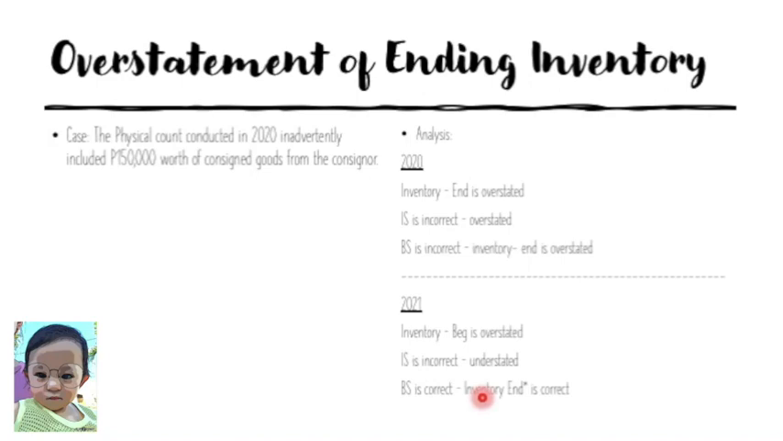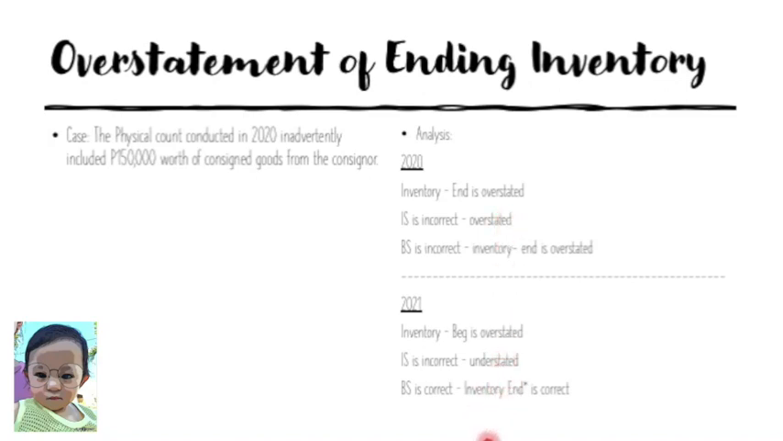For the balance sheet, first, inventory end is already correct. Why? The inventory end last year is the inventory beginning this year. So the inventory end this year, assuming there are no mistakes in conducting the physical count, meaning the consigned goods were rightfully excluded in the count, is already correct. It's in no way related with the inventory beginning or inventory end last year. So this is determined by another physical count. So inventory end is already correct. Your retained earnings end is also correct because the overstatement in the previous year is counterbalanced by the understatement in the current year.